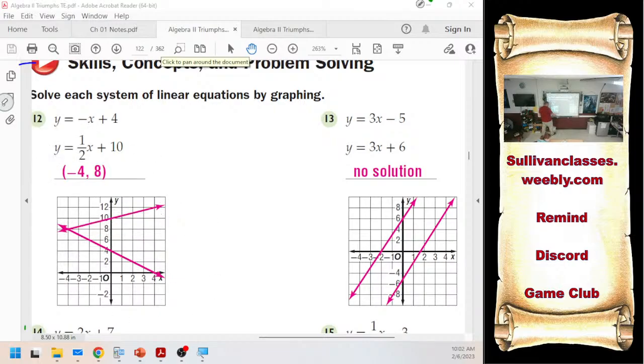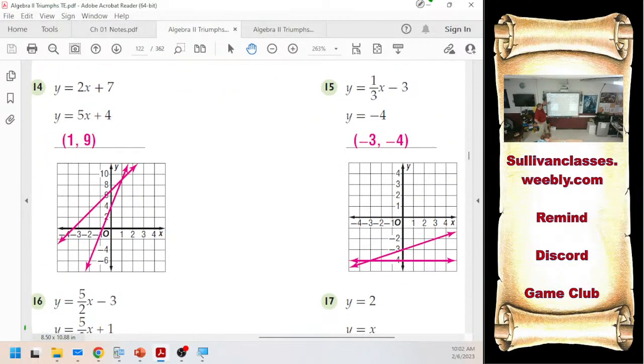12, 13, we okay? 14, 15. Again, 14's got that funky scale to it. I think we're all okay with just graphing it by ourselves. It's when we get that weird scale in there that things start messing with us. 14 and 15. Ask me something.